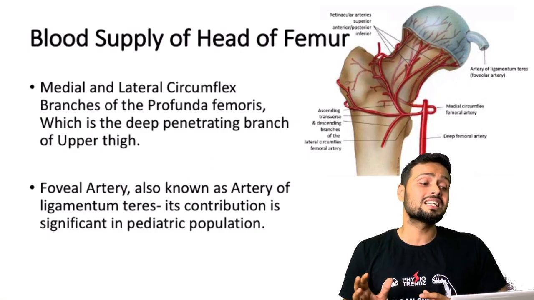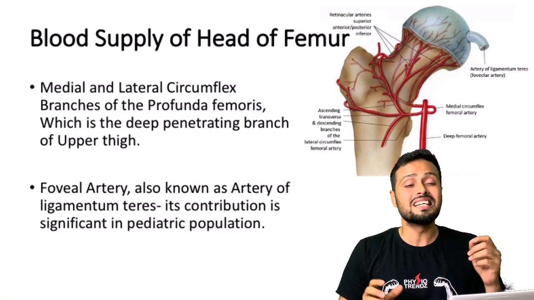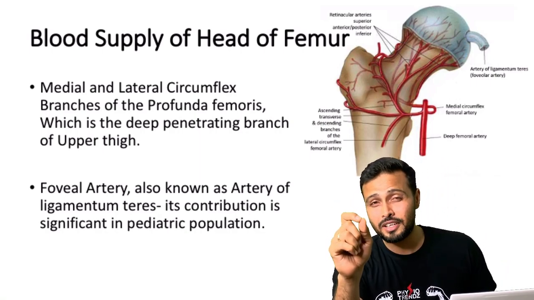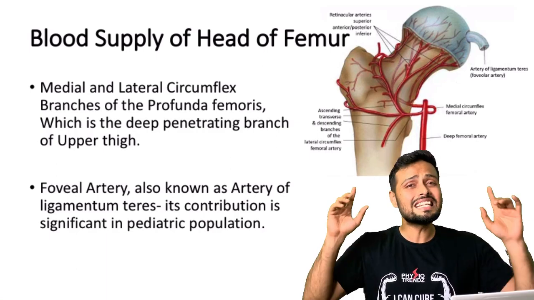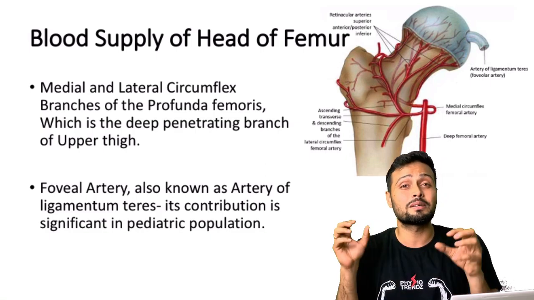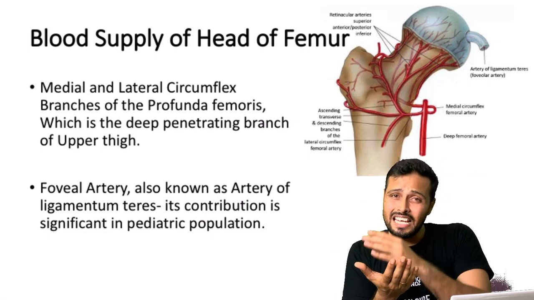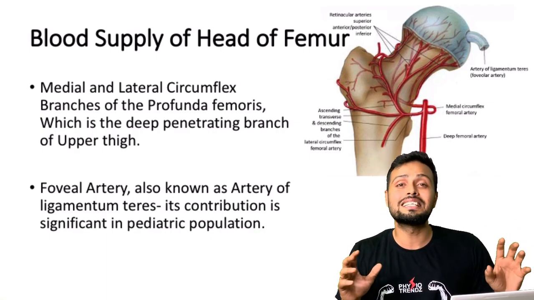Also apart from this, there is a foveal artery, also known as artery of ligamentum teres. Its contribution is also significant, but more in the pediatric population. As we can see here, this is the anastomosis around the head of the femur, which supplies blood to the femur. Any cut off to the blood vessels over here can cause necrosis in this area.